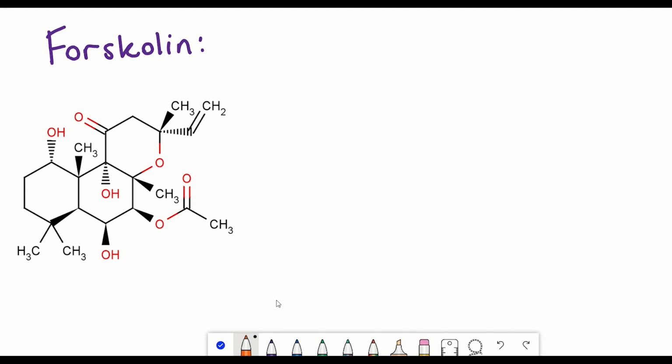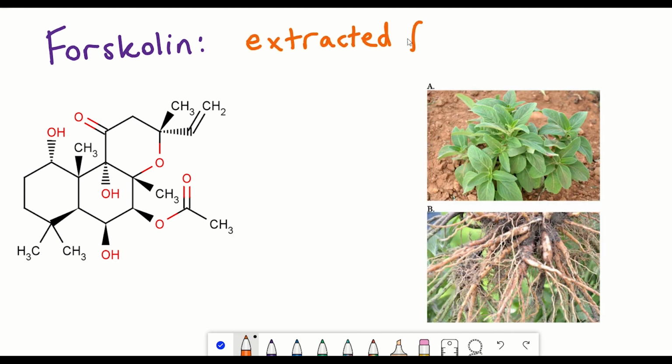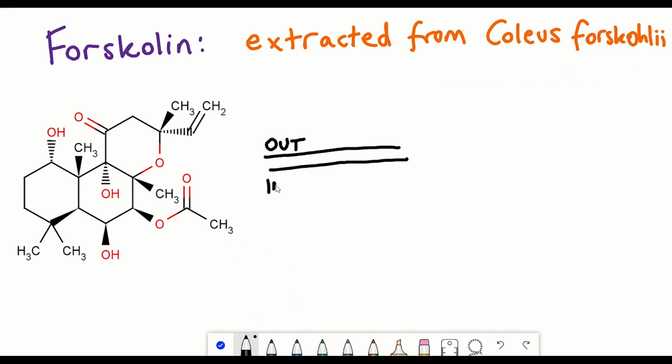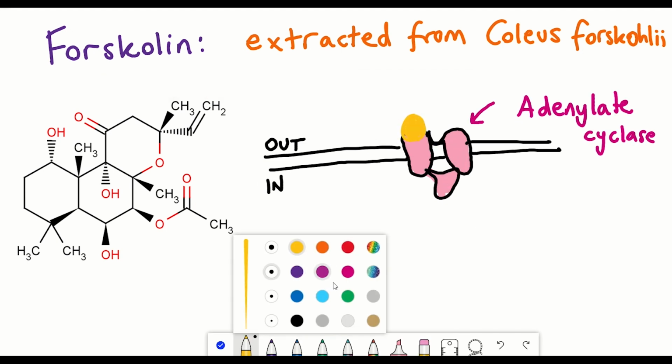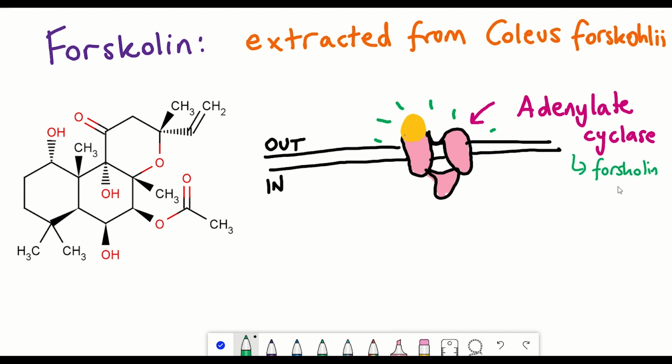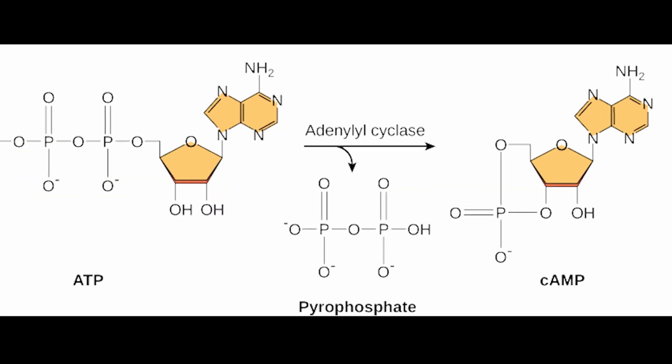So to begin with some biochemistry, forskolin can be extracted from the roots of this plant, Coleus forskohlii. And in terms of its molecular action, forskolin activates this protein called adenylate cyclase, a protein found at the membrane of cells, and it converts ATP into a cyclic form known as cyclic AMP.